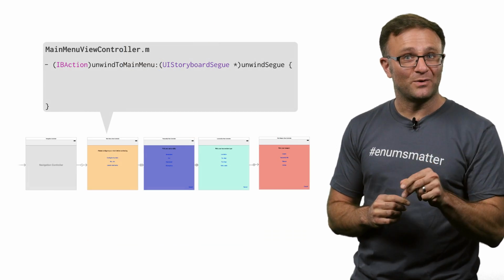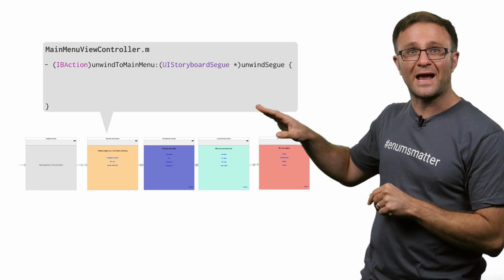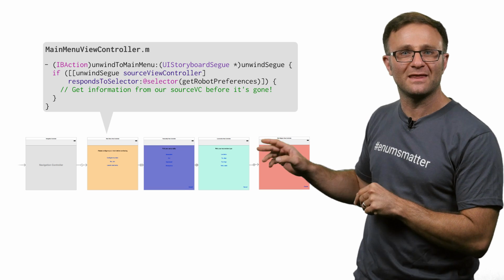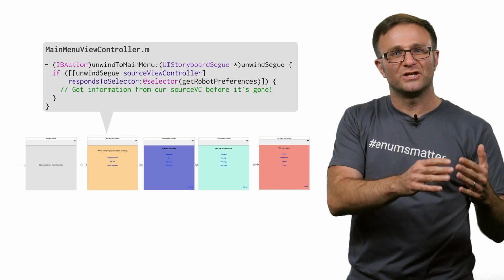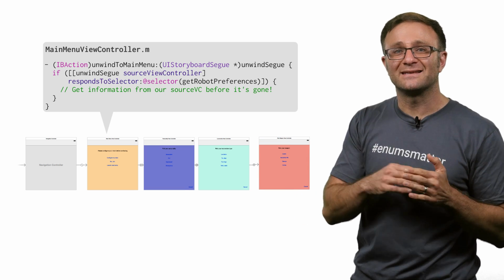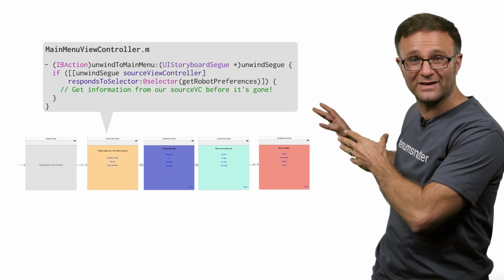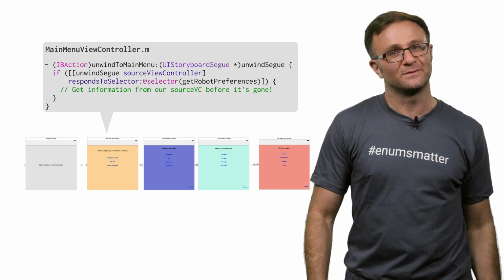Oh, and as an added bonus, if I need this first view controller to grab any information from that last one, I have a chance to do that in my unwindToMainMenu method. It's kind of the opposite of a traditional prepareForSegue method. In this case, I can query the previous view controller, this last one here, before it's disappeared from the navigation stack, which can be very useful sometimes.